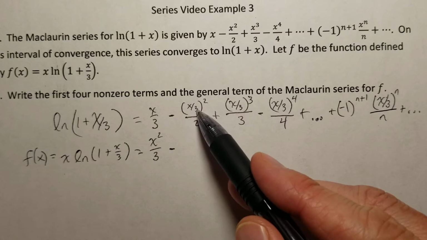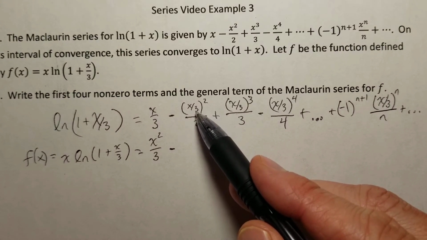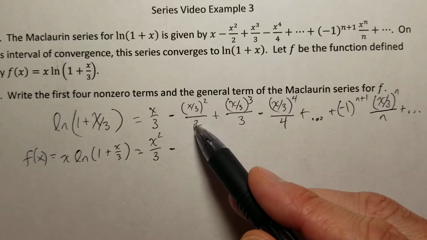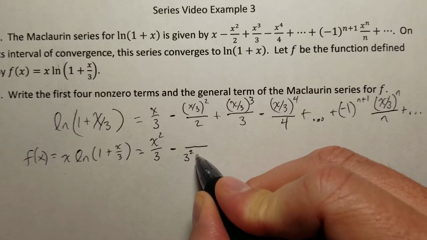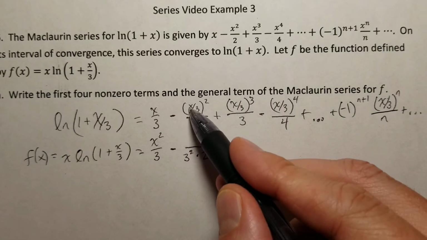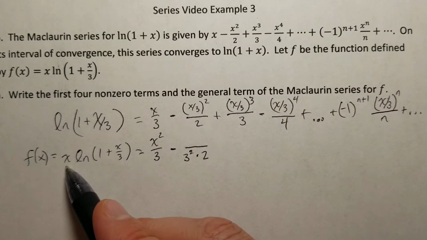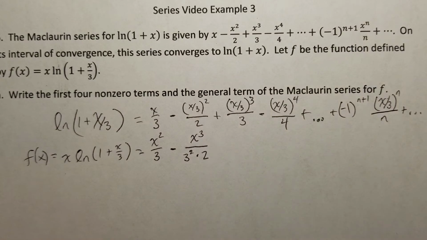Before I actually multiply by x, I'm going to take this 3 to the second into the denominator here and multiply it by the 2 from the denominator here. So my denominator is actually going to be 3 to the second times 2. X to the second times the x that I'm multiplying by is now going to be x to the third.